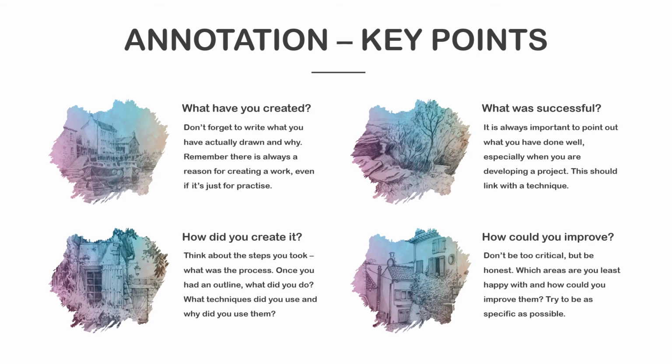How can you improve? Don't be too critical, but be honest. Which areas were you least happy with and how can you improve them? Be specific. So I could say with mine, my background wasn't particularly good. Yes, it was blurry, it was in the distance, but I could have been far more careful with my shading and I could have taken my time to get all those different tones. This isn't about saying that my work is terrible, it's about finding points for me to improve.